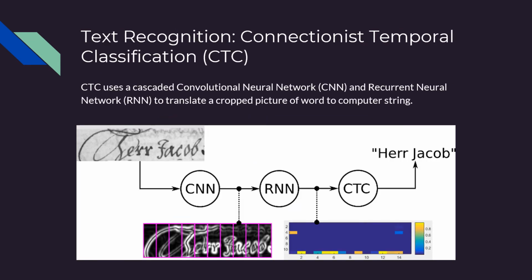Next is our text recognition block, which is Connectionist Temporal Classification, short for CTC. The purpose of CTC is to translate a picture of text into a computer string. To do this, CTC first uses a convolutional neural network to extract features from a picture of text and divide the features into a number of evenly spaced columns as shown in the output of CNN in the picture. After that, each column of features will be forwarded into a recurrent neural network to predict one character per feature column. Lastly, the CTC decoding will be used to construct the final string.